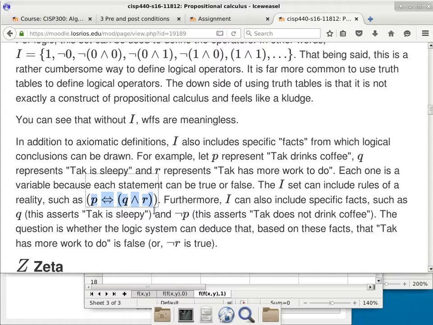So I don't drink coffee because I have to play another round of League of Legends. That's Mountain Dew.